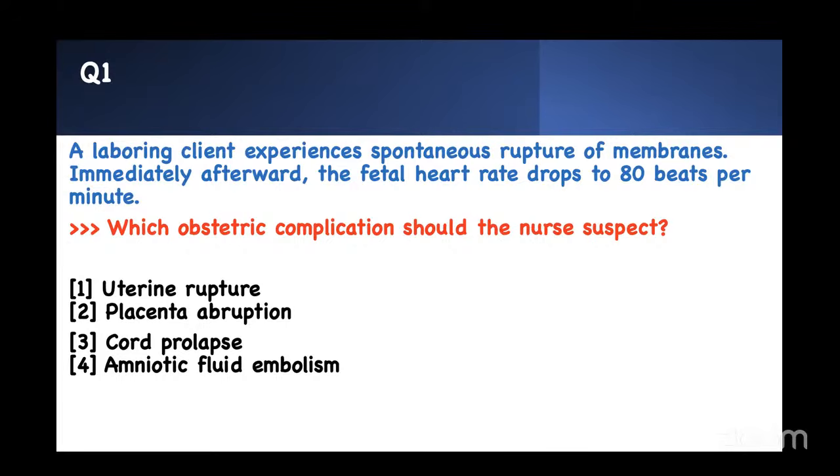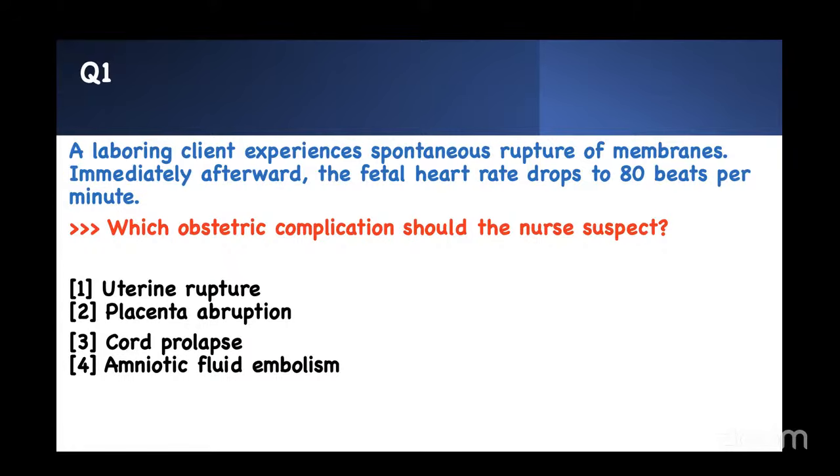Which obstetric complication should the nurse suspect? You have to know these complications: uterine rupture, placental abruption, cord prolapse, amniotic fluid embolism. Which of these is indicated by the case given? A laboring client experiences spontaneous rupture of membranes. That's the buzzword. Spontaneous rupture of membranes should give you a clue about what condition will happen.